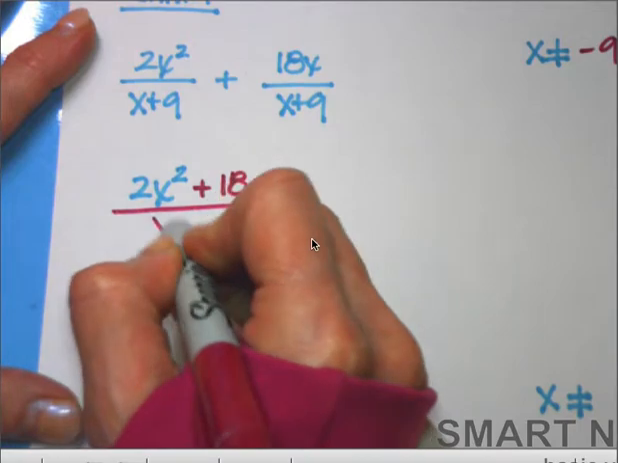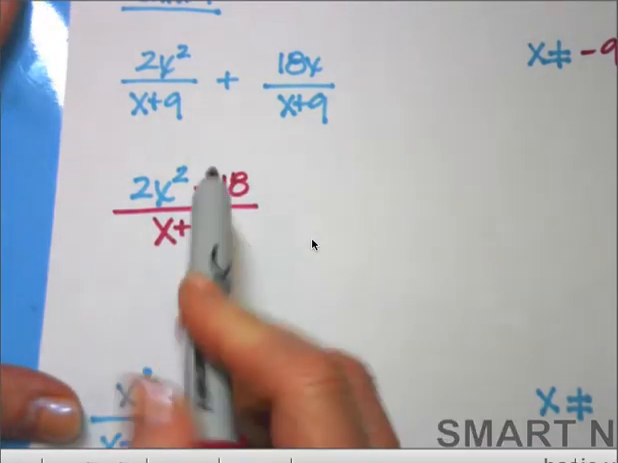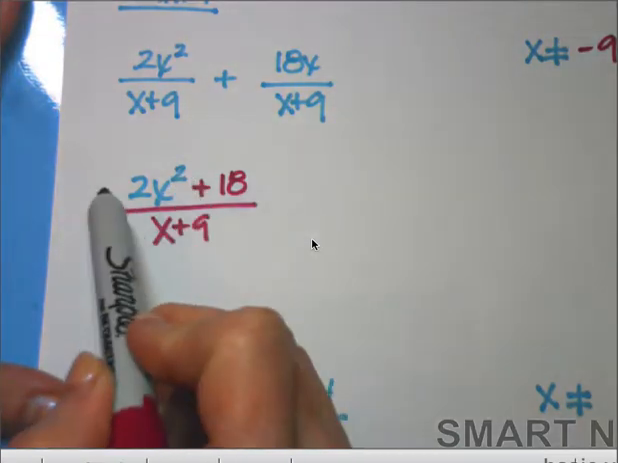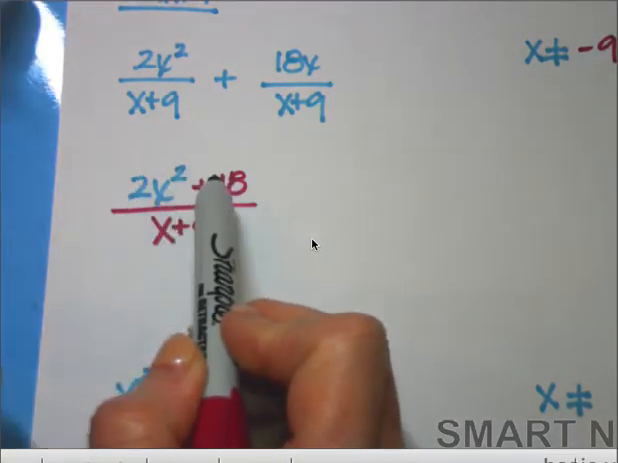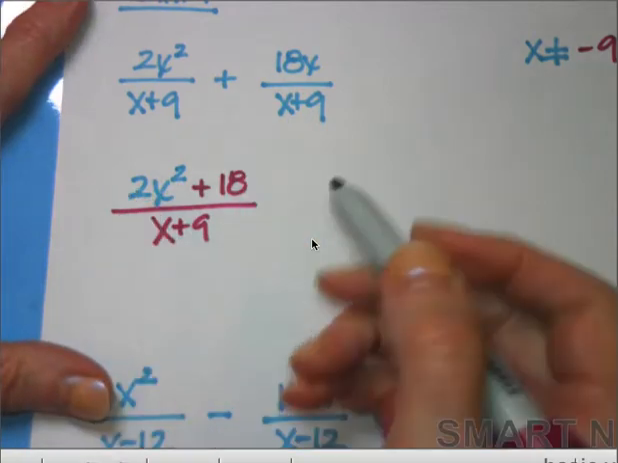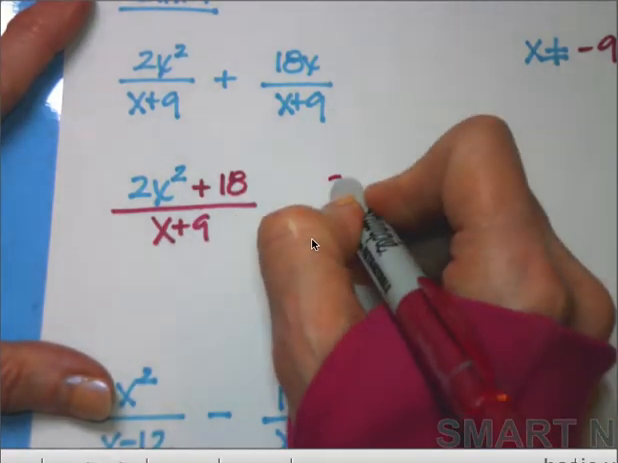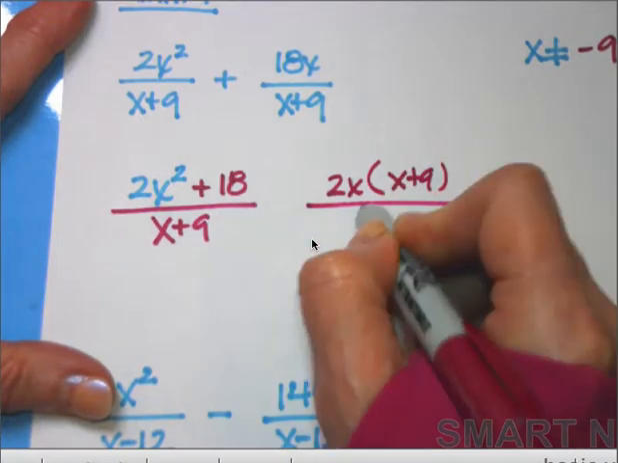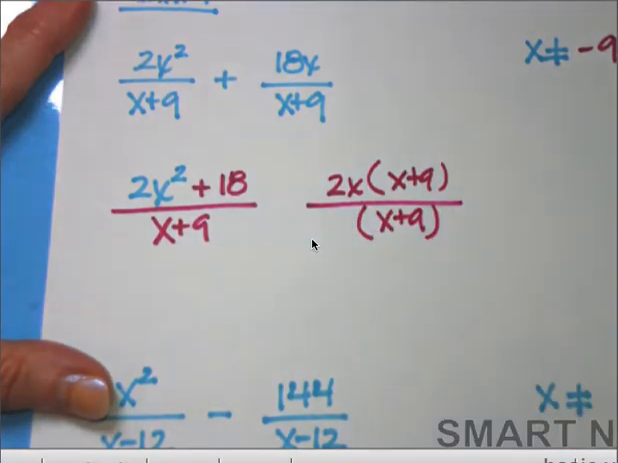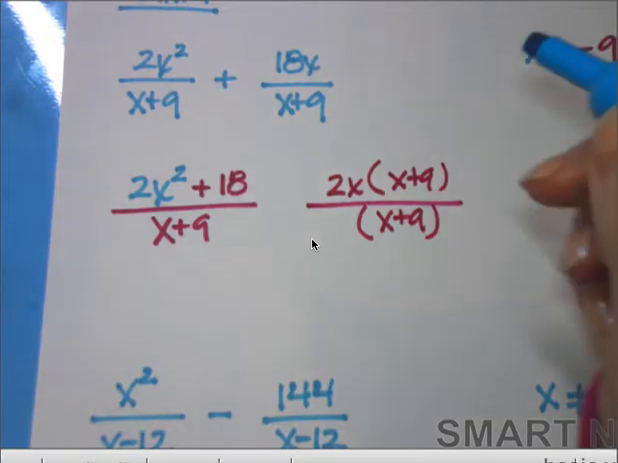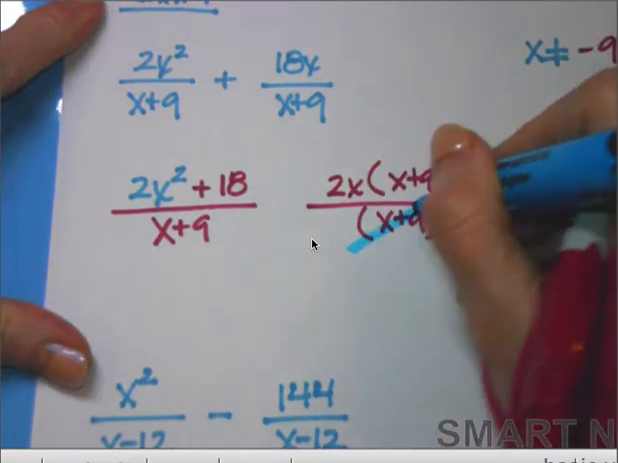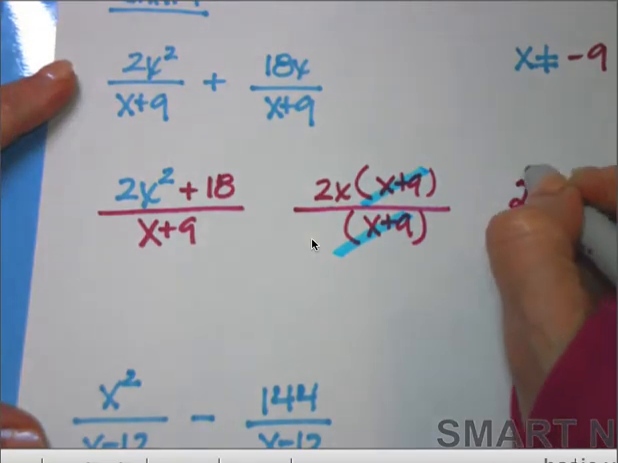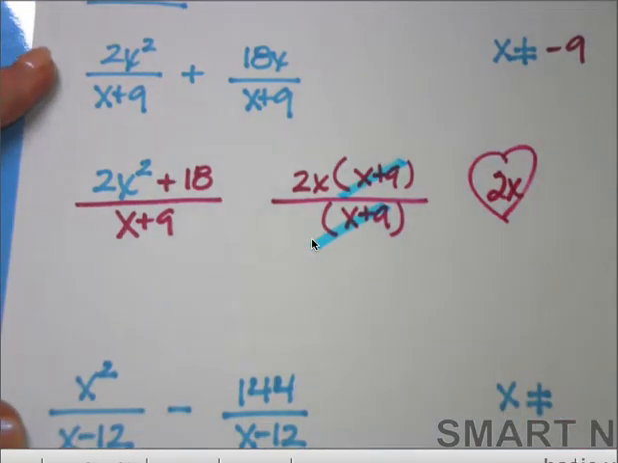To get started, I'm going to copy both numerators and create one expression. I'm going to combine the numerators over this common denominator, and then analyze the new numerator to see if it can be factored for simplifying. Here I see a GCF of 2x, leaving me with x plus 9. So I have the common binomial factor of x plus 9 in both numerator and denominator. It divides out of the problem, and the simplified expression is 2x.